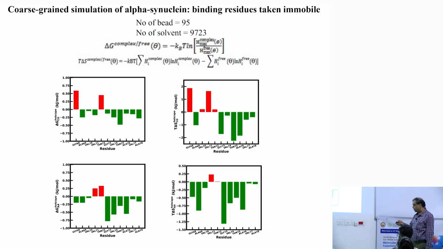So the lesson that we get out of this calculation is that the binding of the nanoparticle at the nanoparticle binding region of the protein helps the other core region to get stabilized. And this could be a mechanism by which the aggregation of the protein would be inhibited, which is experimentally observed.